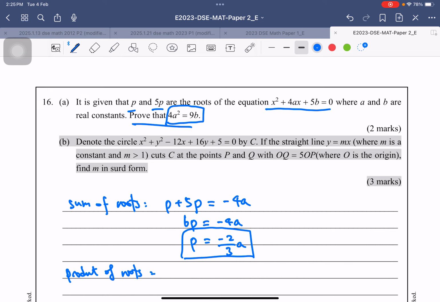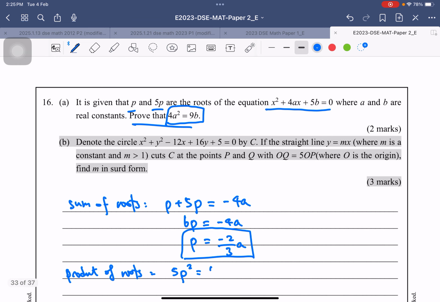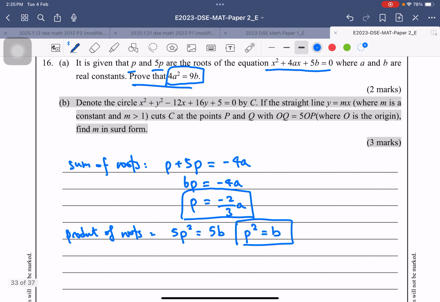You times the roots together, the product of the roots, giving you 5p squared. 5p squared should be equal to c over a, giving you 5b, so that we have p squared is equal to b. Then what do you think is the next step?